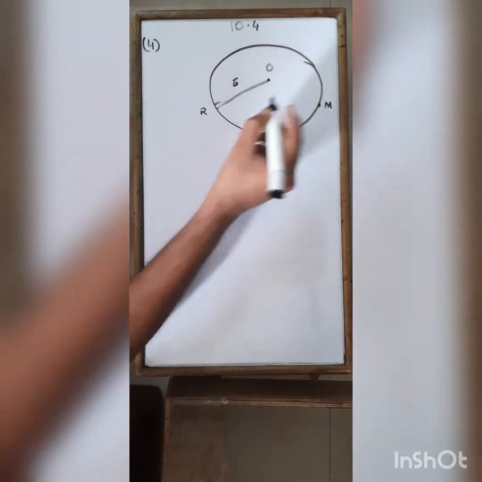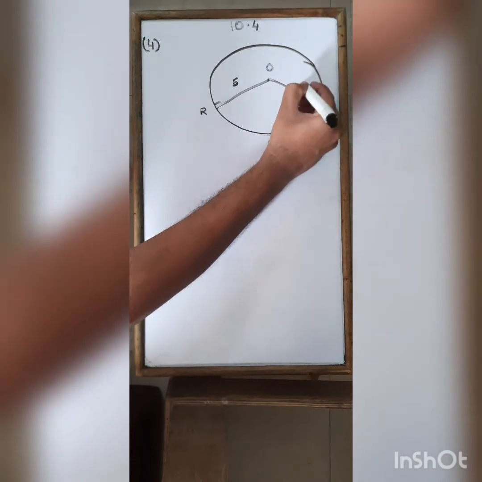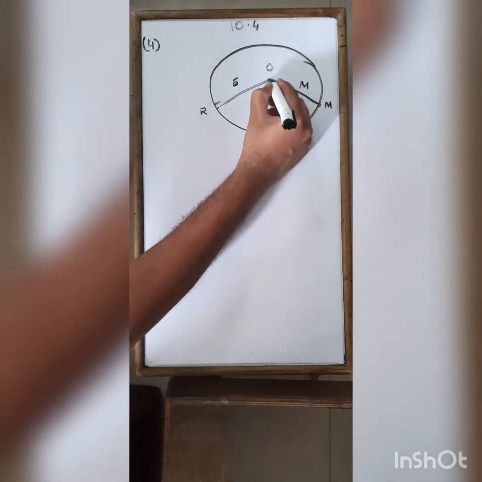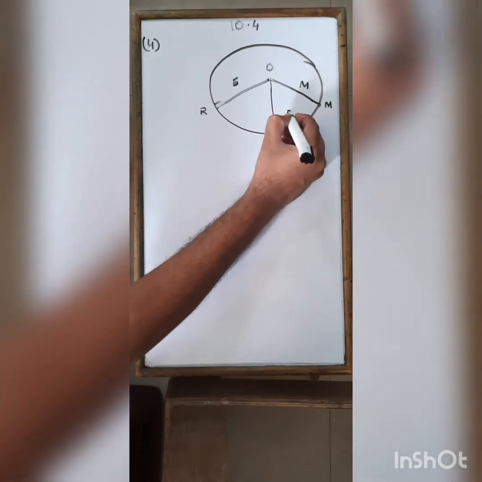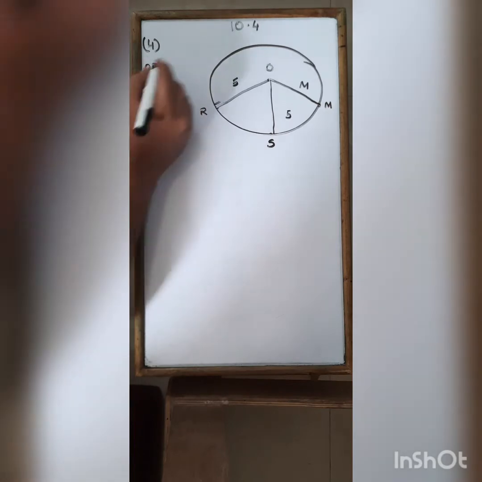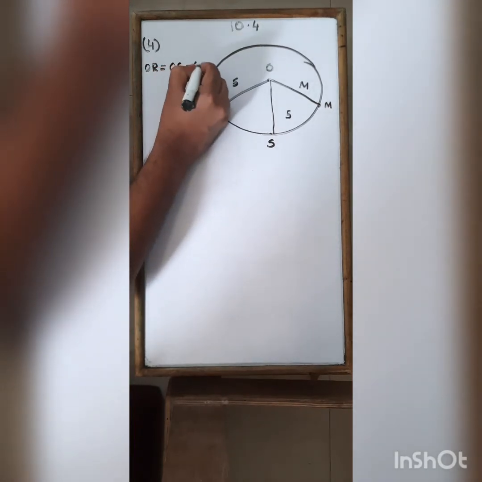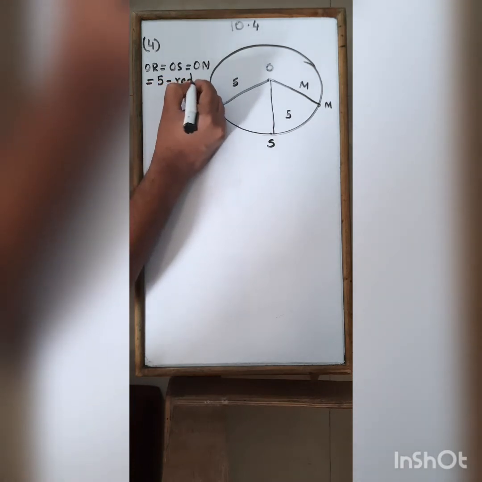If the center is O, then OR is 5. OM is also 5 and OS is also 5, right? So you have OR equal to OS equal to OM, which is equal to 5, the radius of the circle.